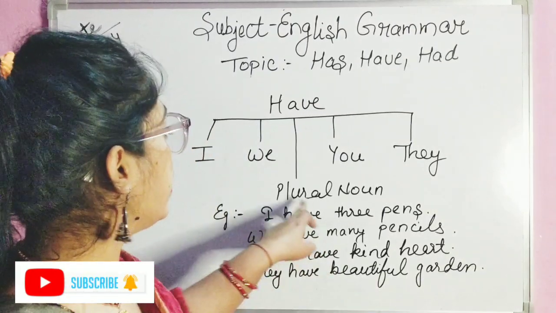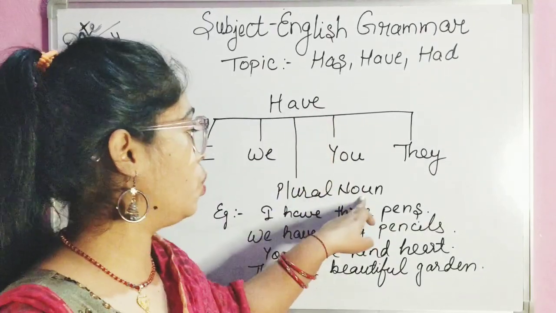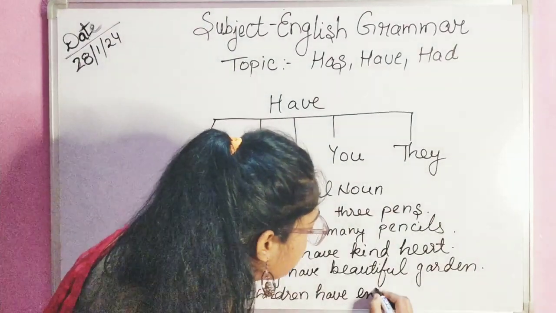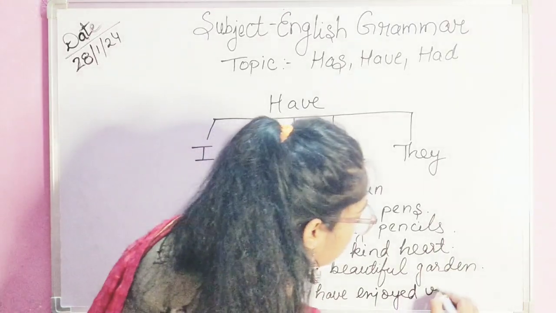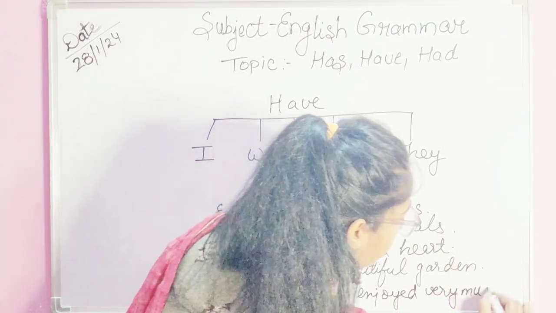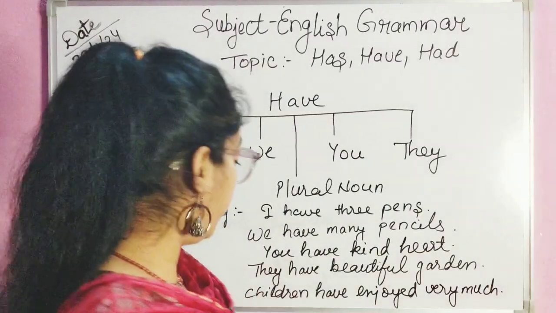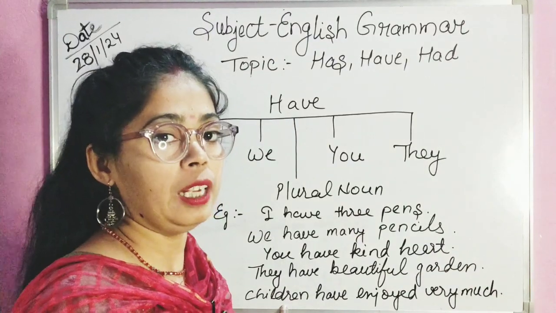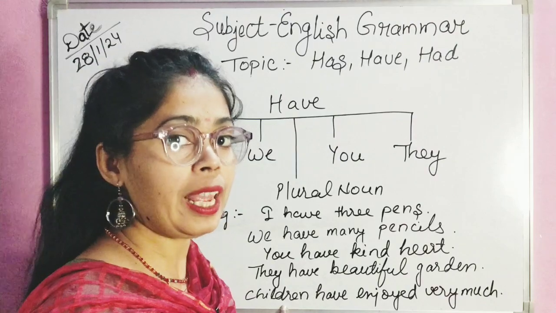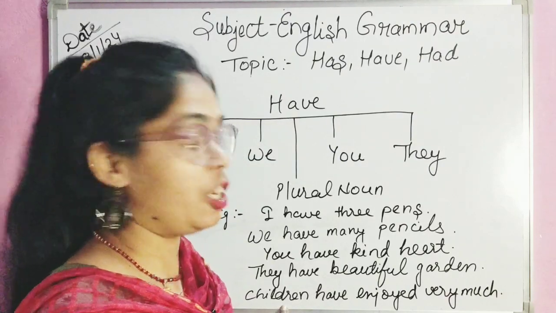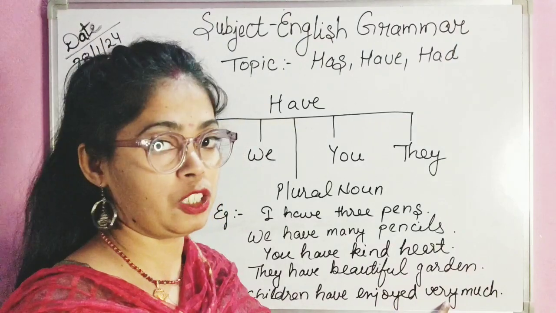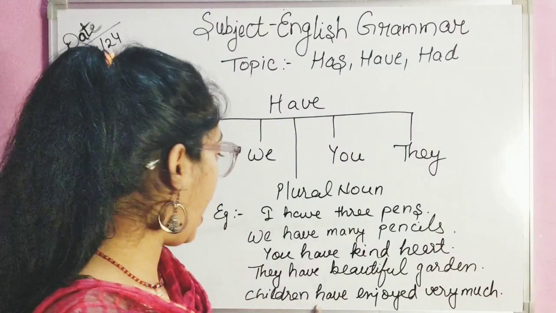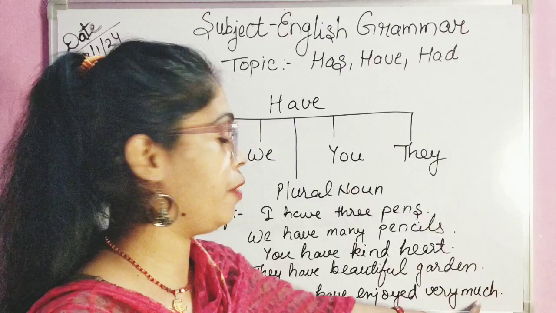Okay, now next you can see plural noun. As we see, have is always used with plural noun. Children have enjoyed very much. Okay, so you can see here children. What happened? Children. As I say children here, it means more than one. In singular, what in singular? Child. Okay, and in plural, what it becomes? It becomes children. Children have enjoyed very much. Okay, it means more than one children. So with plural we always use have.